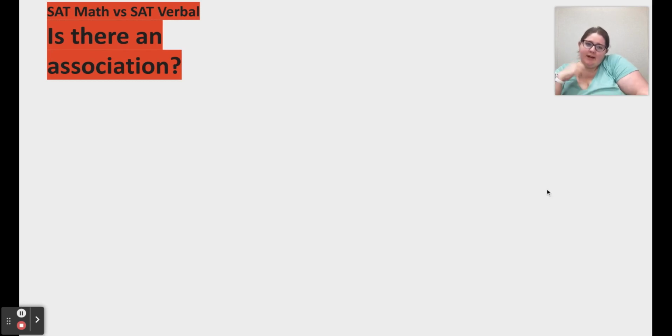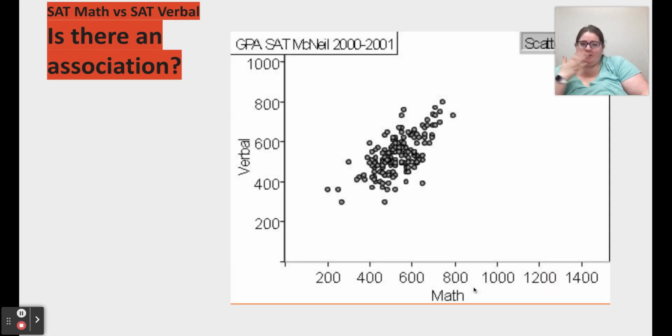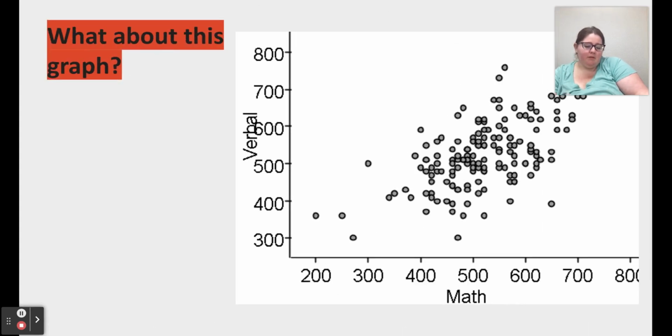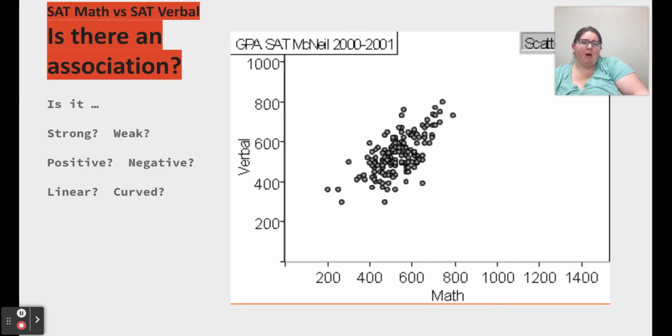So, is there an association? I'm going to look at a new set of data now. We're looking at SAT scores from 2000 to 2001. This is really old data. It's McNeil students' scores on the math section versus their score on the verbal or reading section, whatever you want to call it. If I were to look at this relationship, I'm going to give you a second. What kind of relationship do you think there is between these two variables? Is it strong or weak? Is it positive or negative? Is it linear or curved, as in nonlinear? Chances are, most people, when they see that, say maybe moderate to strong, positive, fairly linear.